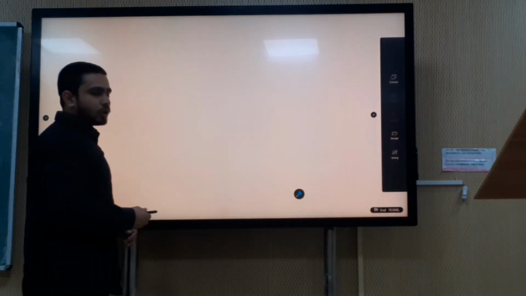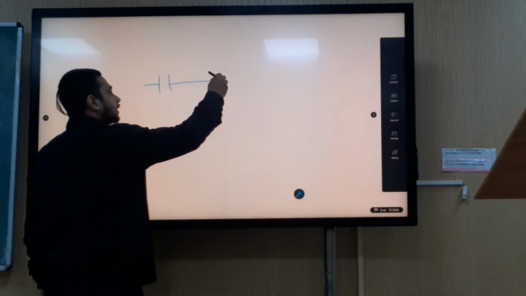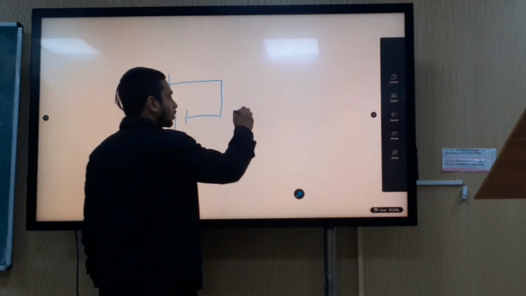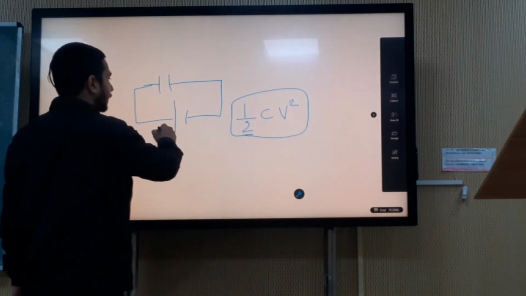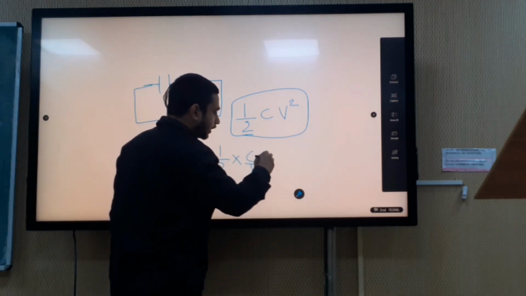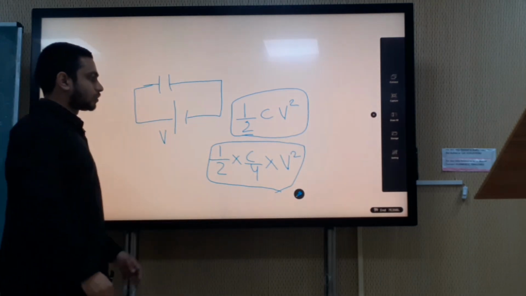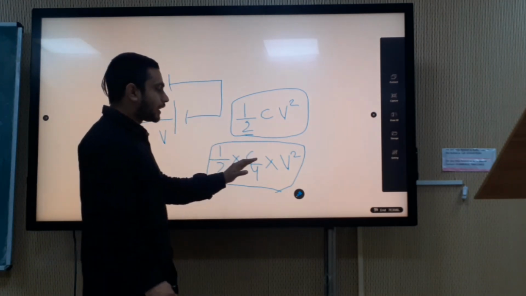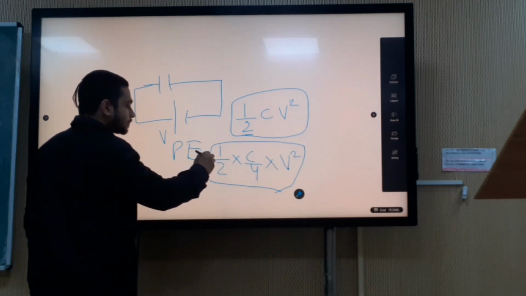Now we will see that suppose this is a capacitor, and this is connected to this battery. So the energy is also half C V square, where V is the potential of the battery. Suppose the capacitance came out to be C by 4, then it is half into C by 4 into V square. So the net capacitance was C by 4, and suppose that arrangement was connected to a battery whose potential is V. So the potential energy will be half C V square.